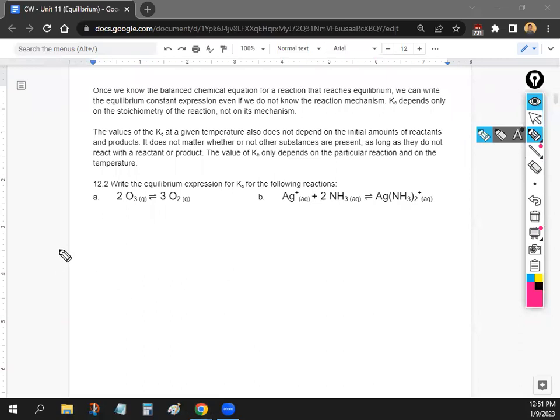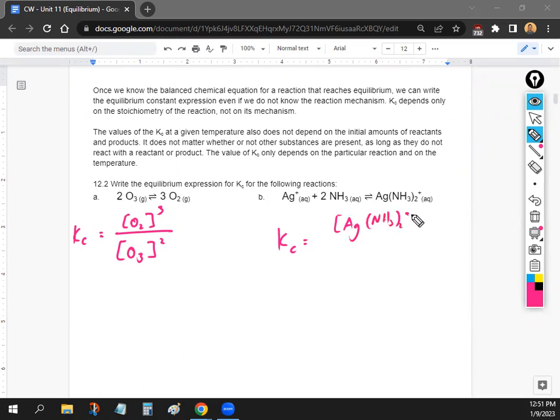Okay, so hopefully this wasn't too bad. For part A, Kc is equal to the concentration of O2 cubed divided by the concentration of ozone squared. And then for this one right here, it'll be your product, very long. Its coefficient is 1, so we just leave it, divided by the concentration of silver ion, and then ammonia on the bottom squared. Everybody got that? So pretty simple. This is just the baseline of how we write the equilibrium expression.